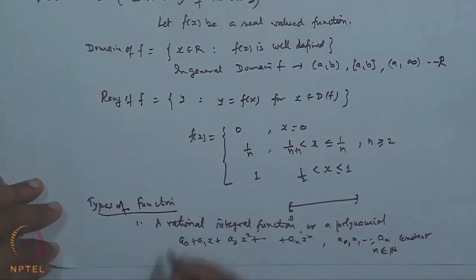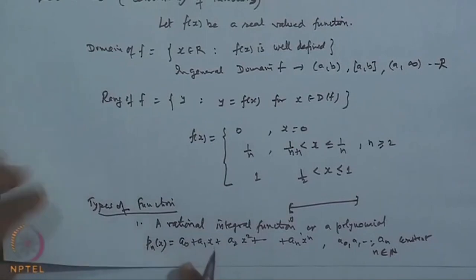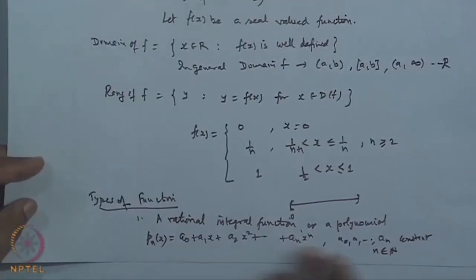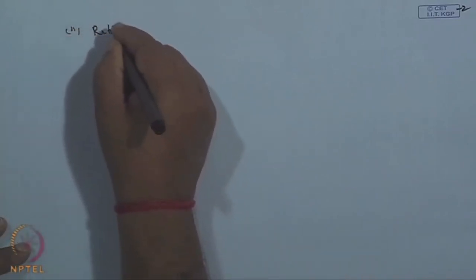Positive integer belongs to n. So, this is also a function and we denote it by P_n(x), a polynomial of degree n. Another type of function which we come across is the rational function.